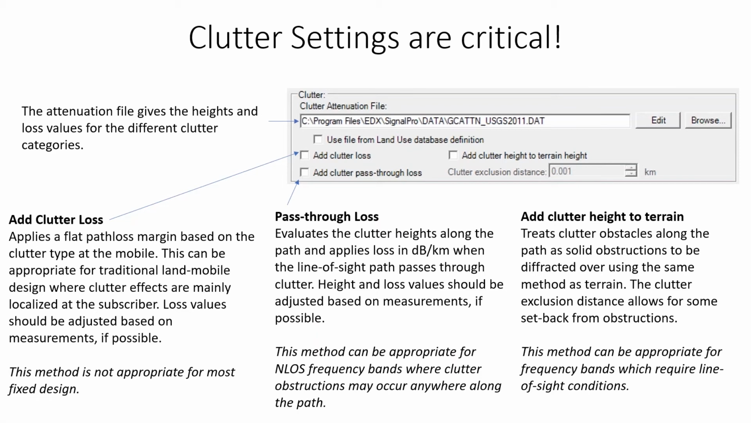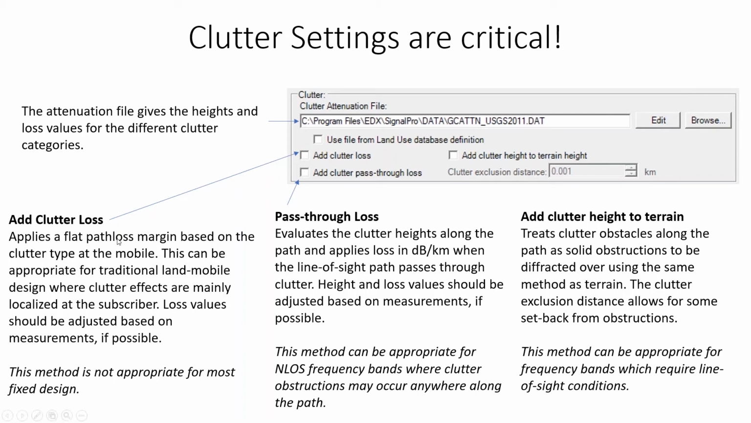And finally, the clutter settings here. I know we're getting short on time, but this is the place where I always want to get out my soapbox and stand up on it and make sure everyone understands what each of these three methods does and can select the appropriate one for their network topology and their specific needs. Again, the clutter attenuation file here gives the heights and the loss values associated with the different clutter types.